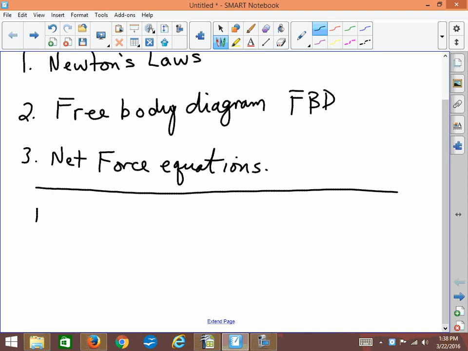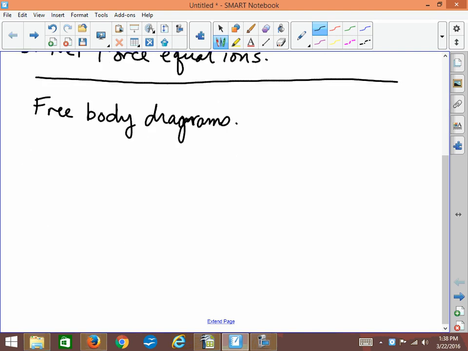So free body diagrams are just simple pictures to help us visualize all the forces that are involved in a situation. Whoops, I said forces. I was trying to write diagrams. Free body diagrams. So here's how they work.